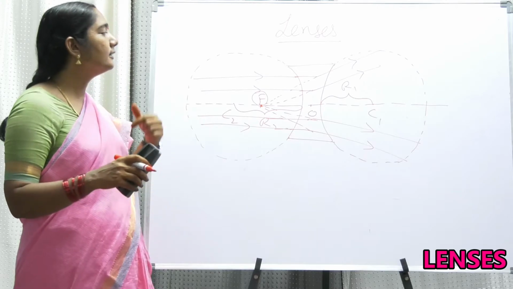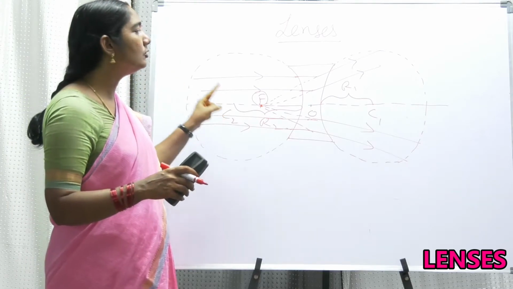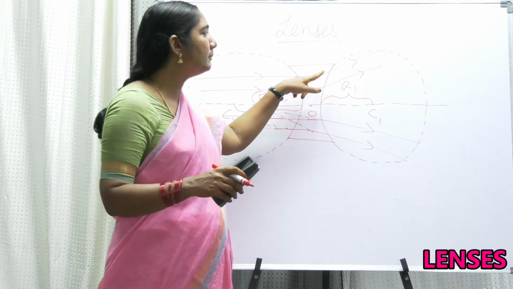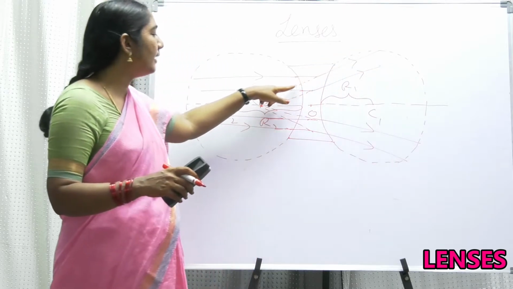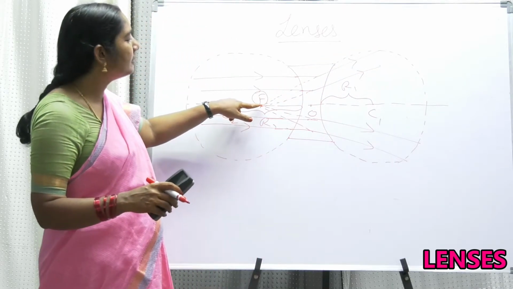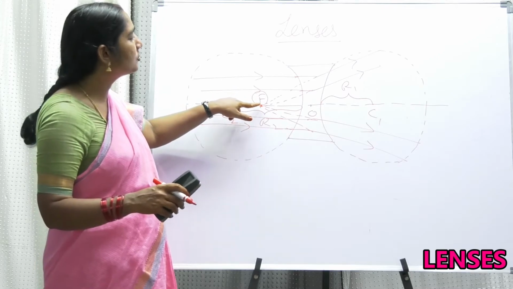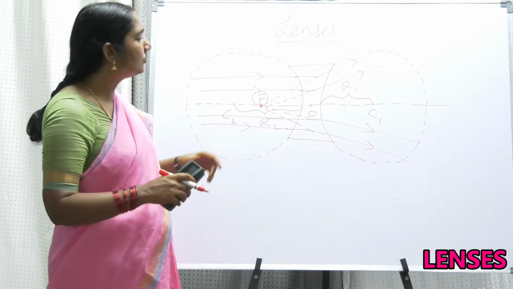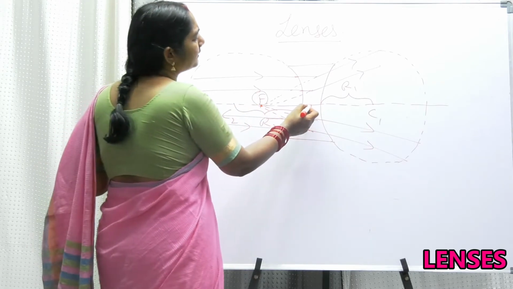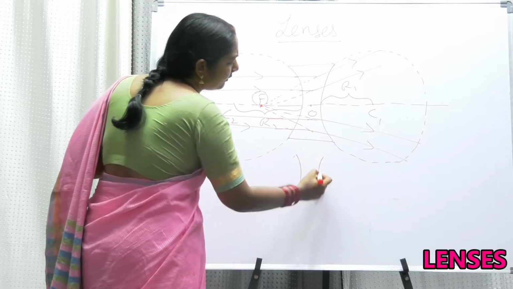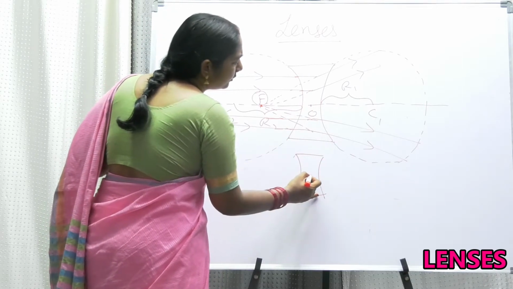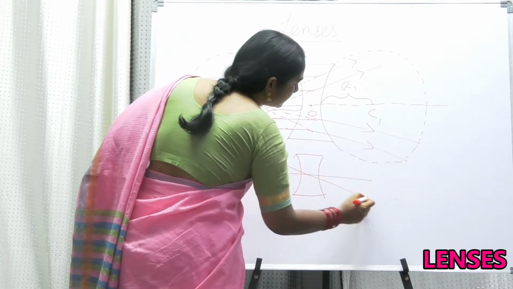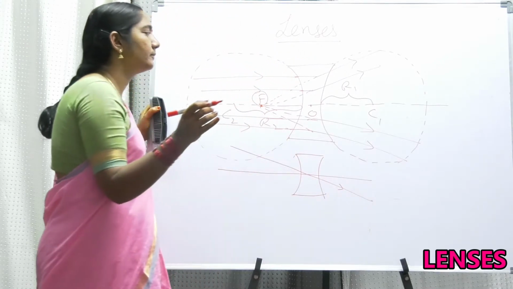Previously we have seen the case of a convex lens. The ray rules for this, my dear friends: if you take a parallel beam, it will get diverged. If you extend it back, it seems to be coming from a particular point, and this point is called the principal focus. The second rule is, if any ray is passing through the optical center, there is no deviation, it goes straight.